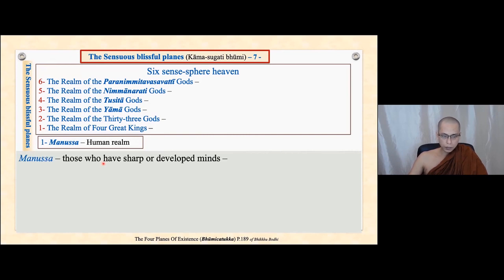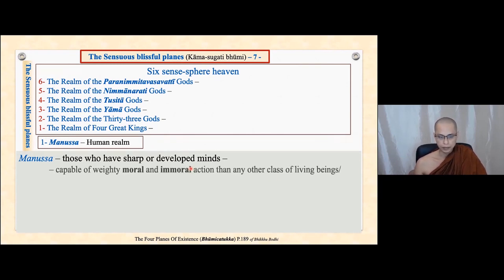Then let's talk about the Manusa. The beings in the realm of the Manusa have a sharp mind and developed minds. But sometimes some people are not very sharp, in ignorance. But compared to the group of animals, they have a sharp and developed mind. The life of the human being is capable of weighty moral and immoral action. Good or bad, according to our intention and the other conditions, we can do very powerful moral action and also very serious immoral action.